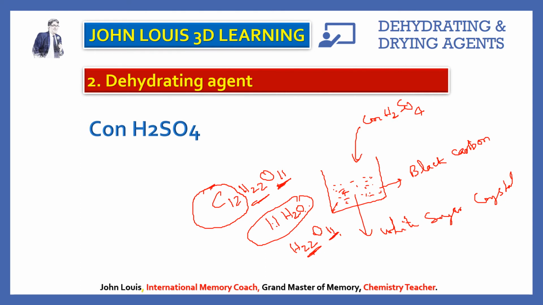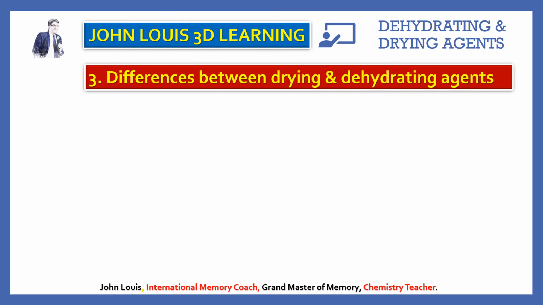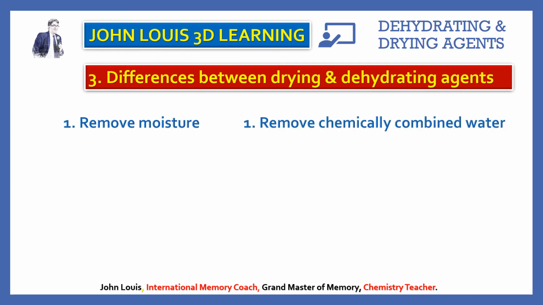Okay, so now you understand. Here sulfuric acid not only removes moisture without affecting sugar, it affects the entire sugar by taking out the chemically combined water molecules present in the sugar. So now, differences between drying and dehydrating agent. Very easily you can write one difference now. Drying agent removes only the moisture, whereas dehydrating agent removes water molecules from the chemical combination of the compound. Not only moisture, but also chemically combined water molecules.